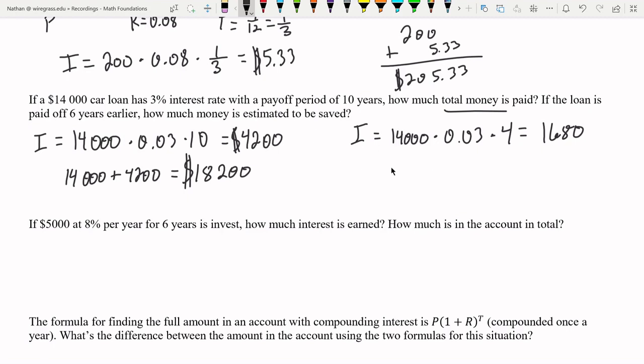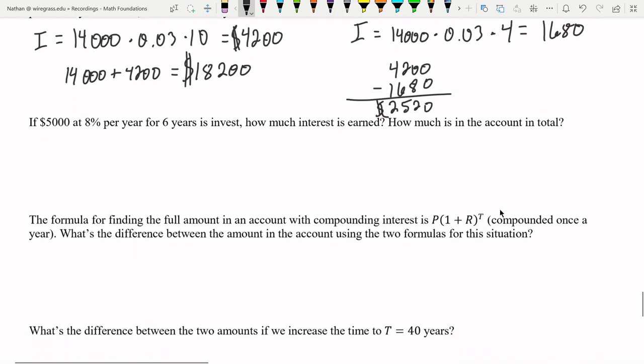So how much money is saved? Well, the interest was 4,200 in this case, and the interest we pay now is 1680. So if we subtract them, that's how much is going to be saved. 4,200 minus 1680 is just about $2,500 is saved. So it definitely pays to pay off the loan earlier.